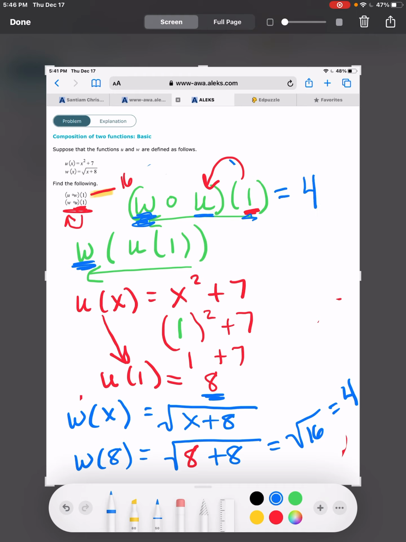So notice they're different. This one goes in the order that it does. The 1 goes into w, and then the w goes into u, and you get 16. And this one, the 1 goes into the u first and then into the w, and the end answer is 4. So hope that helps.